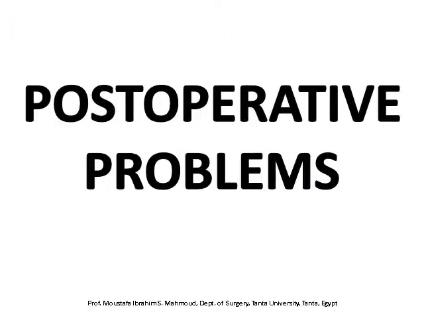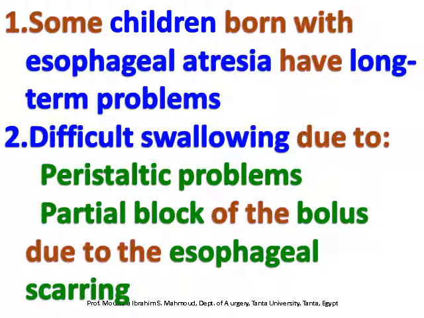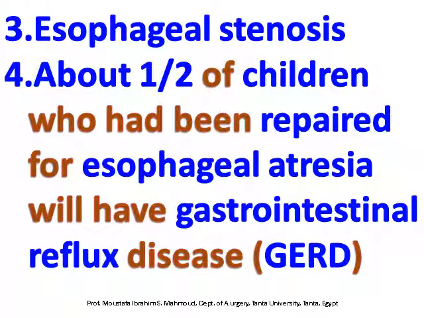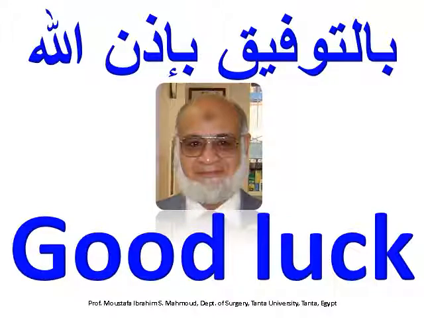Post-operative problems. Some children born with esophageal atresia have long-term problems: difficulty swallowing due to peristaltic problems, partial block of the bolus due to esophageal scarring, or esophageal stenosis. About half of the children who have been repaired for esophageal atresia will have gastroesophageal reflux disease, GERD. Good luck and best wishes.